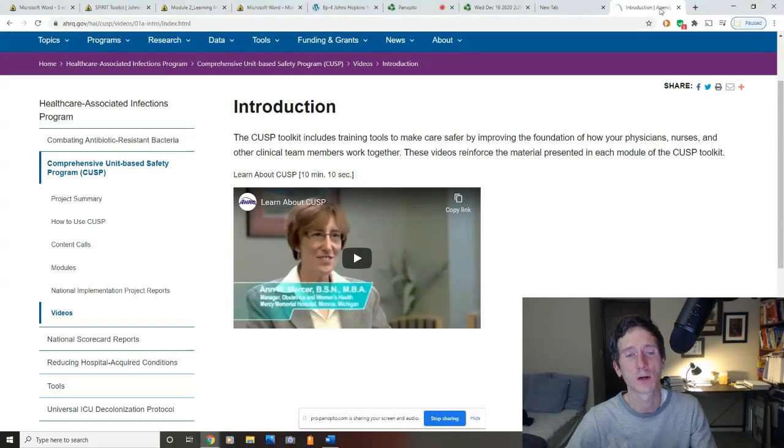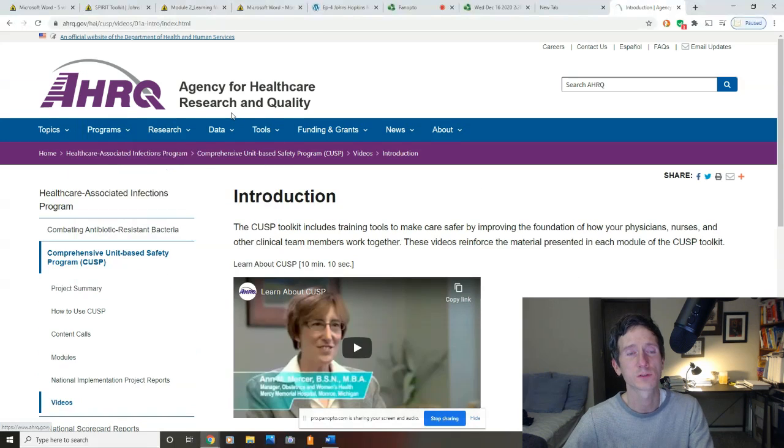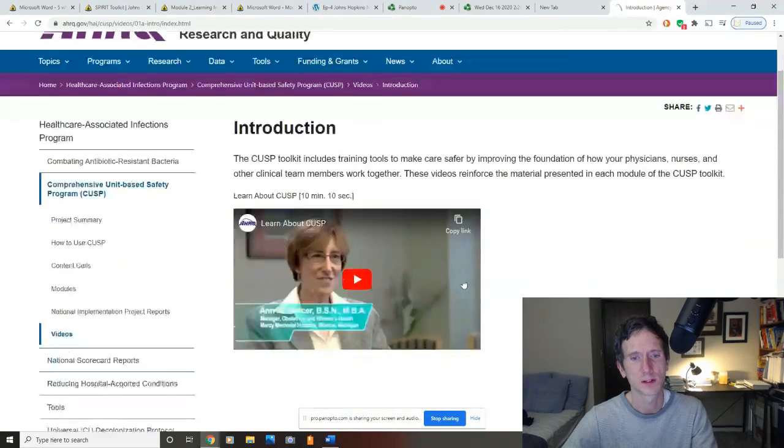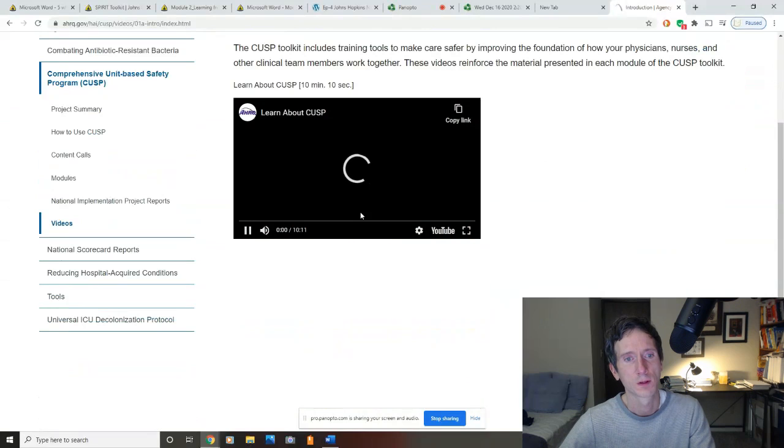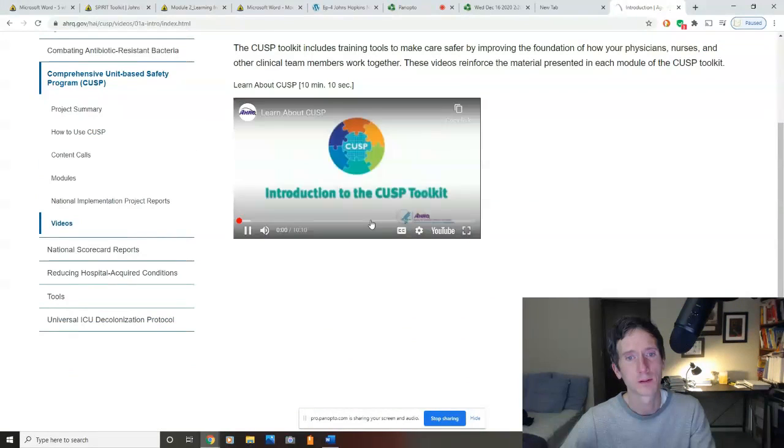Great. So now it's going to let me open it. So let's check out this video. This is the Agency for Healthcare Research and Quality. Awesome, super great federally funded website, all about evidence-based practice, research, safety. This is specifically talking about the CUSP toolkit. So this agency funded the Johns Hopkins study of developing this CUSP toolkit to make your unit safe. So let me just see if I can play a section here, or if it will or won't let me. It may not let me.